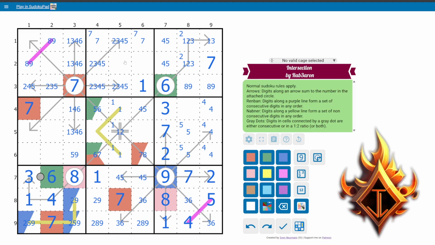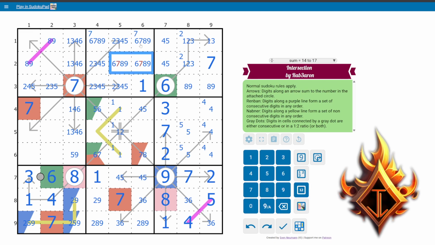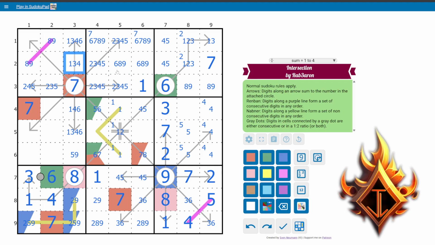6 is in one of these. Okay, so 6, 7, 8, 9 are just piled up there. 6, 8, 9 is making a combo. I guess this will be 1, 3, 4, 5 then. 1, 2, 3, 4, 5.